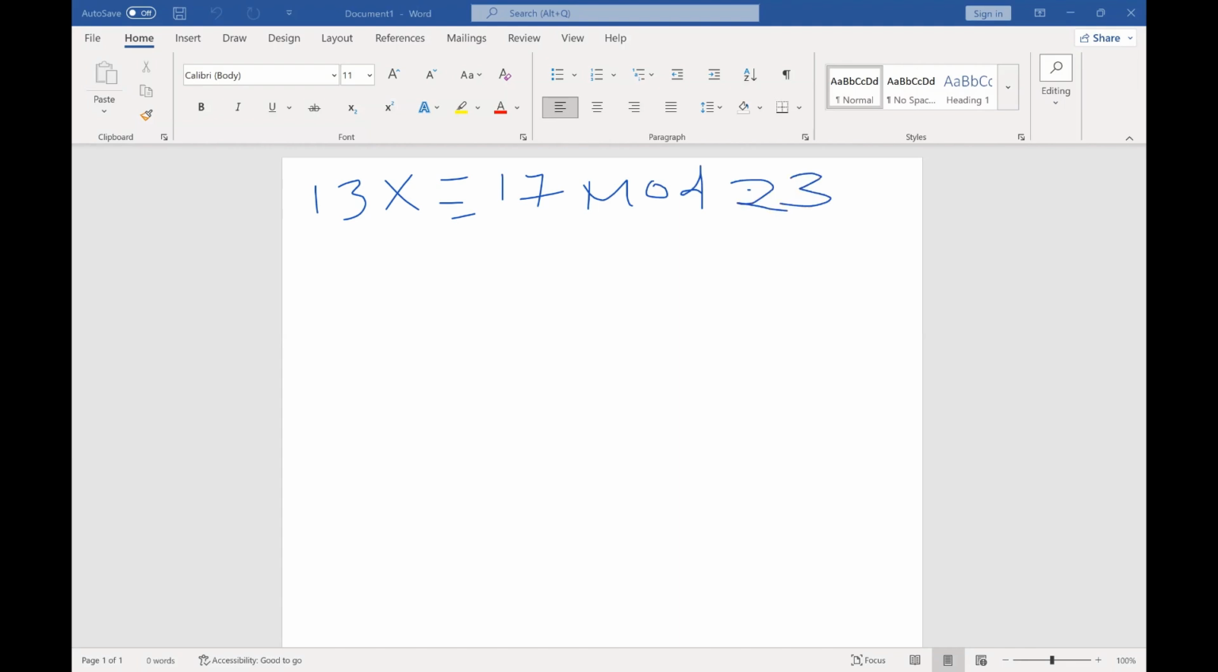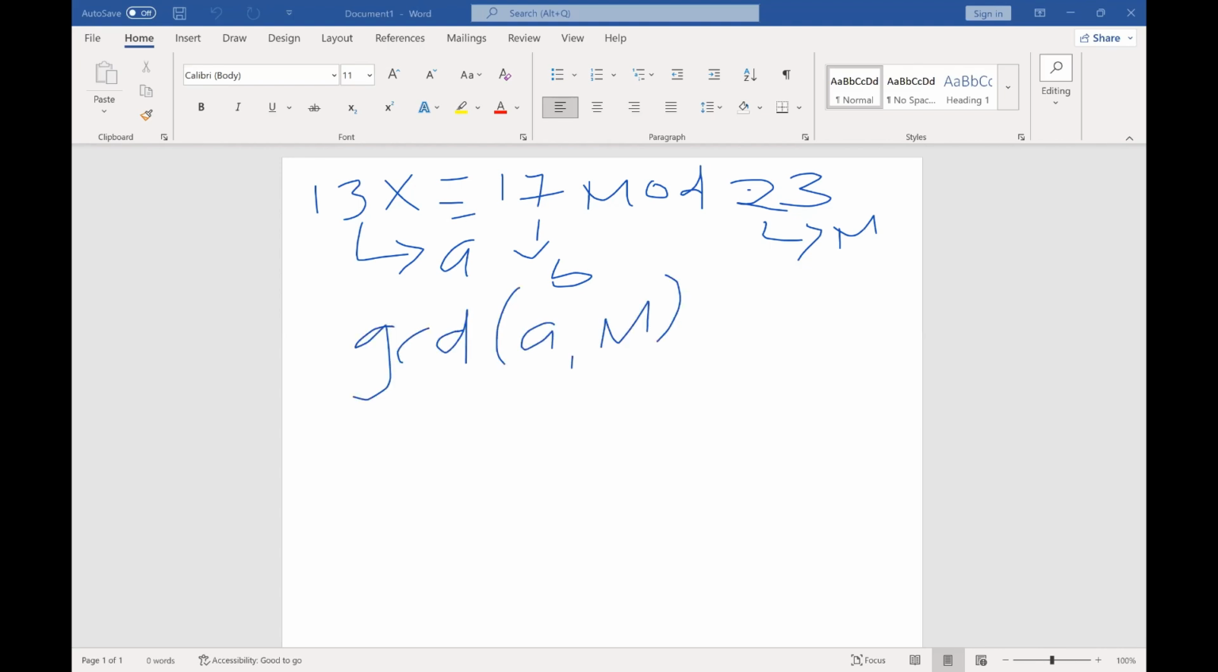So this is the question. So assuming this is our A, this is our B, and this is our M, we need to find the GCD of A and M, such that it can divide B.